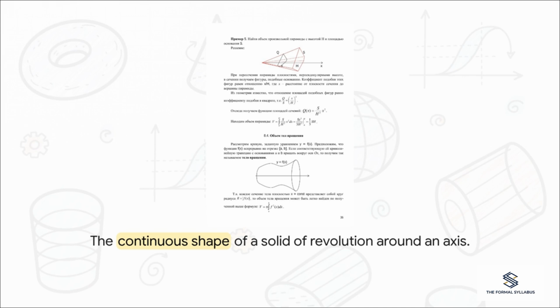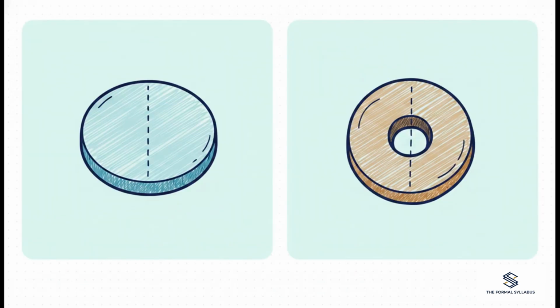I mean, think about it. If you spin a flat rectangle around one of its edges, boom, you get a solid cylinder. Spin a right triangle around its vertical edge, perfect cone. You really just need to ask yourself what the physical object actually looks like. You've got to let the physical shape guide your method.